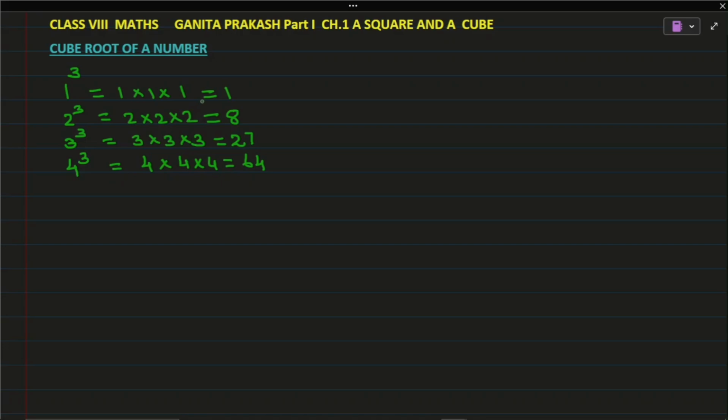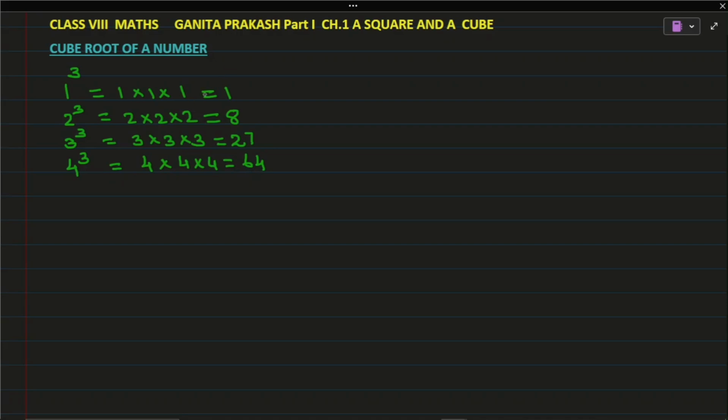Today in this video we will discuss class 8 maths Ganita Prakash part 1 chapter 1, A Square and a Cube. And now we will discuss the cube root of a number. First I have written the cube of some numbers. Cube of 1 is 1 cube, which you can find by multiplying 1 three times: 1 into 1 into 1, that is 1. And 2 cube is 8, 2 into 2 into 2, 8. And 3 cube, answer is 27. And 4 cube, answer is 64.